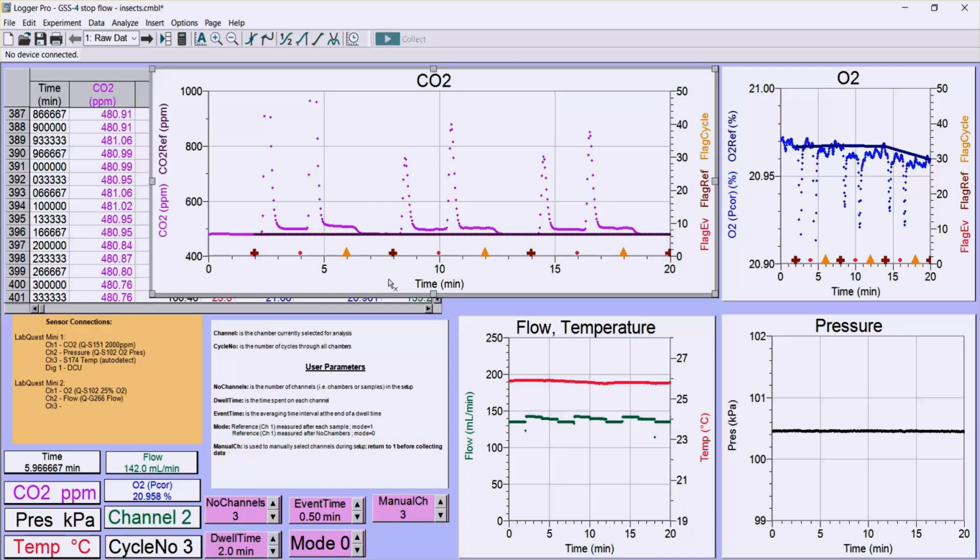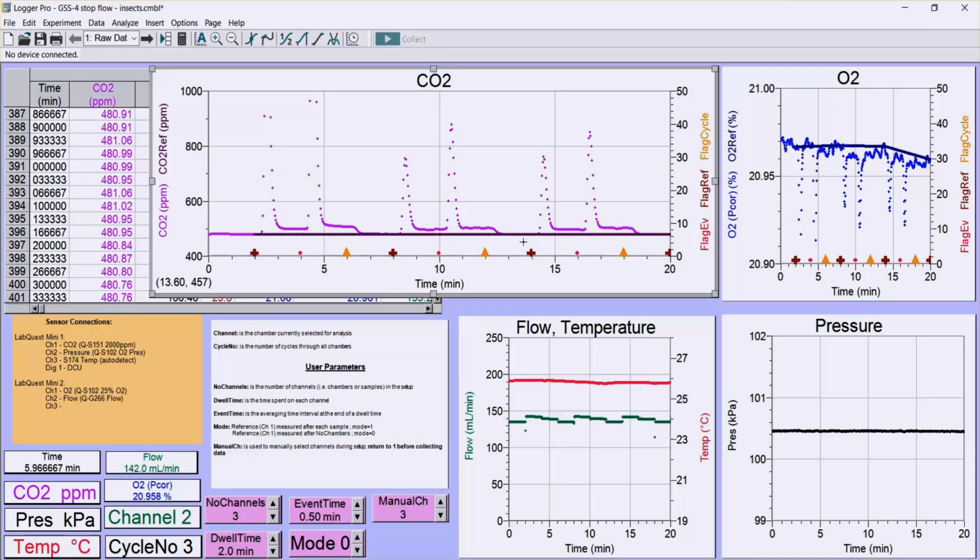As I mentioned, during setup, it's a good idea to run short trial experiments to begin with, to determine the best dwell time, the best setup, basically, the best flow rate for your experiment. So collecting a few cycles of data with your specimen to figure that out is a good idea, and that's what we've done here.